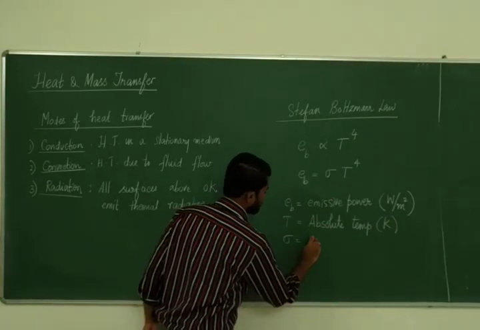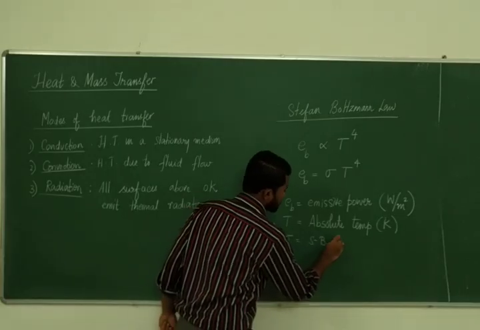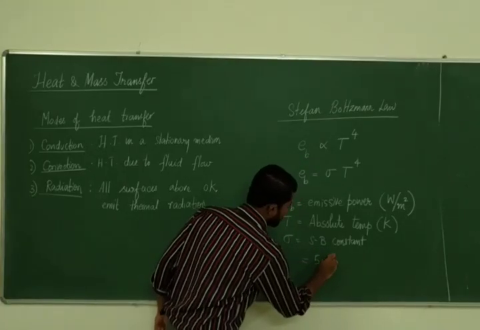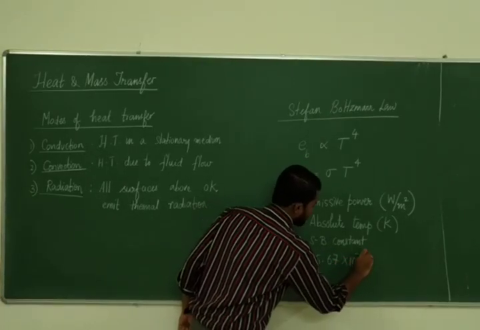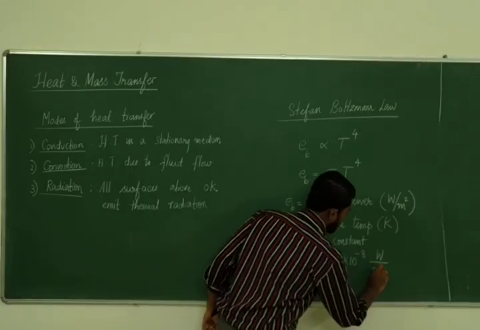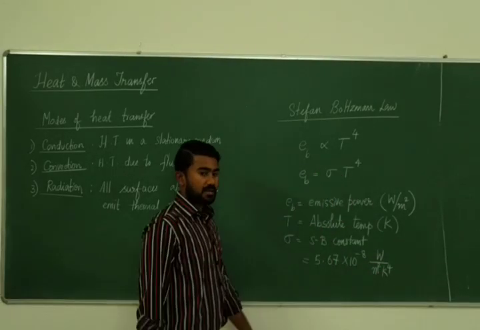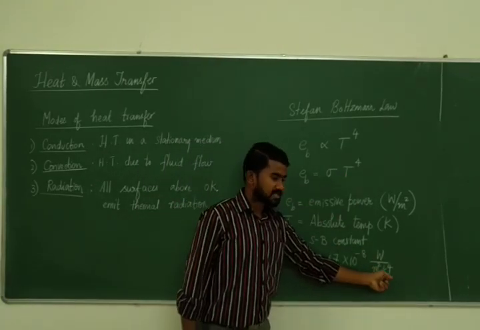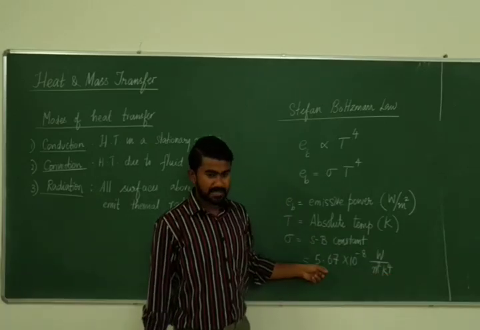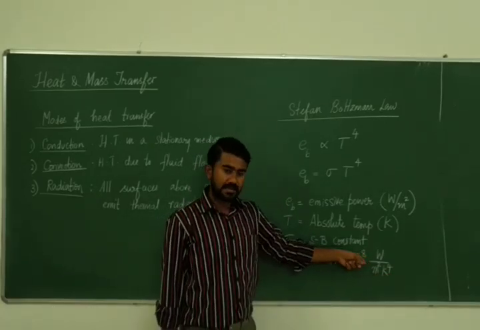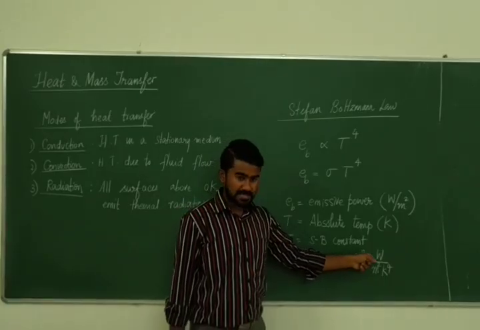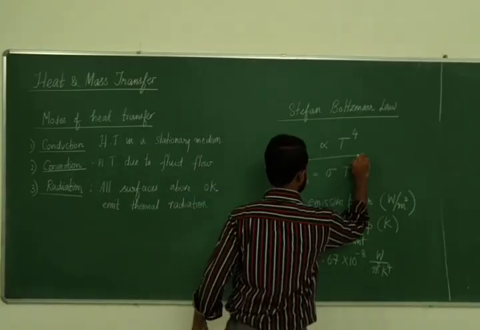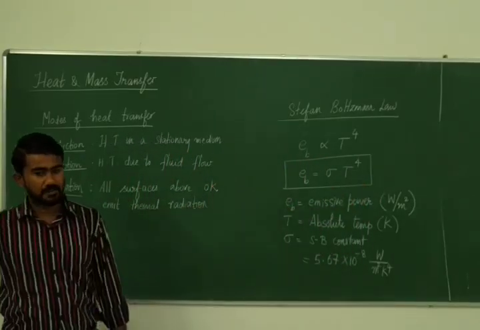And sigma is called the Stefan-Boltzmann constant. This constant has a value of 5.67 times 10 to the power minus 8 watt per meter square Kelvin to the power 4. So the unit is watt per meter square Kelvin to the power 4. This value is very easy to remember. It goes like 5, 6, 7, 8: 5.67 times 10 to the power minus 8 watt per meter square Kelvin to the power 4. So this will be the rate equation that is governing radiation, which is the Stefan-Boltzmann law.